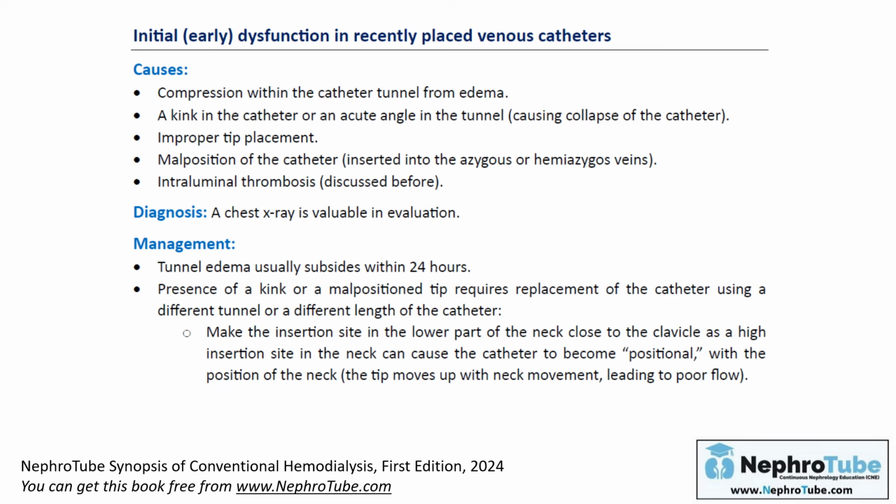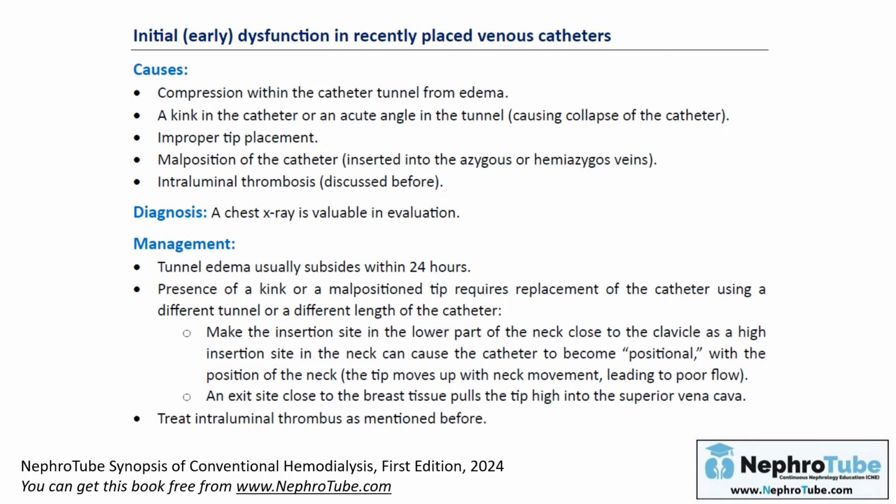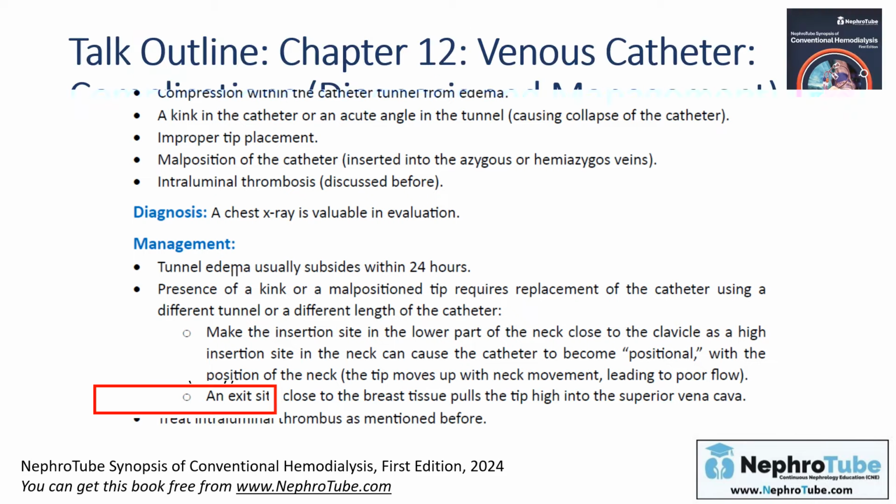And it is important to make the insertion site in the lower part of the neck, near the clavicle, because high insertion sites in the neck make the catheter move with the movement of the neck. With neck movement, the tip may move up, leading to poor flow. Also, if the exit site is close to the breast tissue, it will pull the catheter high to the superior vena cava, causing malposition. And finally, if there is intraluminal thrombosis, you can treat it as we mentioned before.